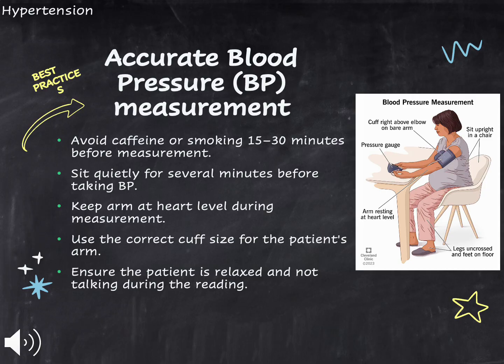You can explain that caffeine and smoking can temporarily raise BP, and this wait ensures the reading reflects their actual control, not an artificial spike. Beyond that, remember the fundamentals of accurate measurement. The patient should sit quietly for 5 minutes with feet flat on the floor, arms supported at heart level, and no talking during the reading.